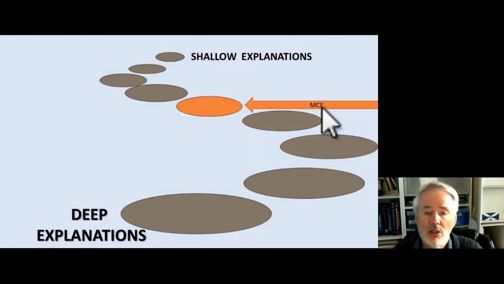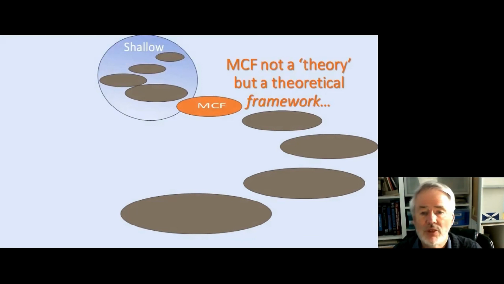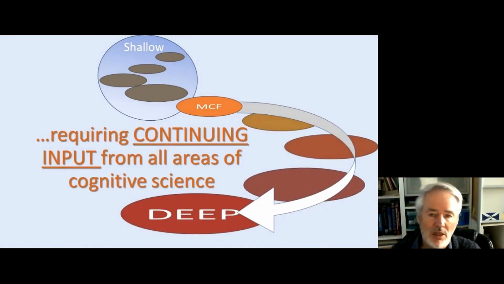Well, I think I would put the Modular Cognition Framework bang in the middle. So certainly not supplying deep explanations straight off. And it's not a theory, after all. It is just a framework, so it's open-ended. But being theoretical, of course, it has certain theoretical commitments. And since it's open-ended and a framework and not a proper fully-fledged theory, it requires continuing input from all areas of cognitive science, and particularly from you, if you're a linguist of some kind, because we have to extend the framework into a deep explanation.